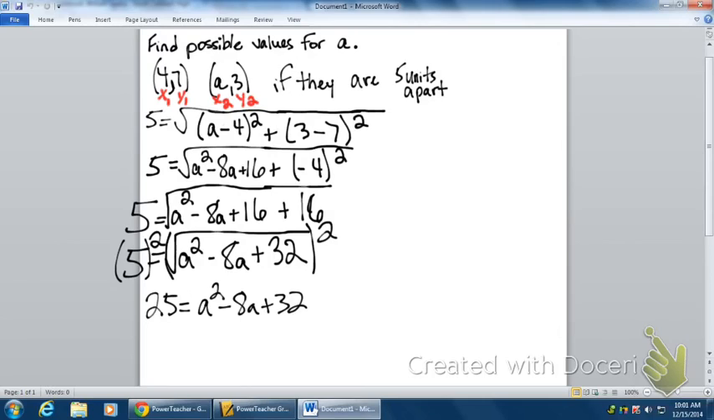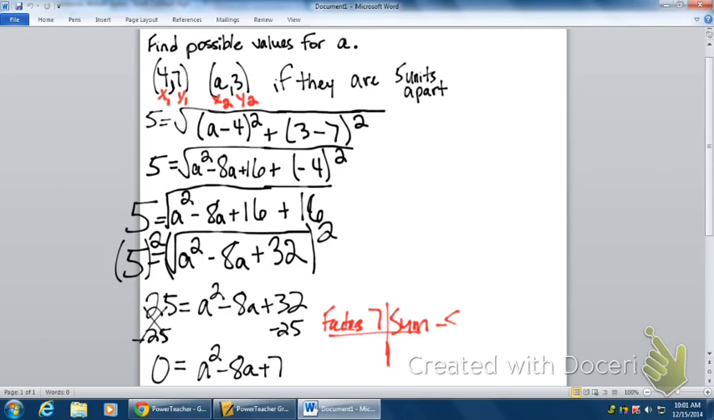Now let's subtract 25 from both sides. Let's get all of our terms on one side. Let me show you why. So you subtract 25 from both sides. I can only see negative 8. I need factors of 7 that add up to negative 8. Negative 7 and negative 1. If I go negative 7 times negative 1, I get positive 7. That's good. If I add those together, I get a negative 8. So I make a little check mark. I found my two numbers: negative 7 and negative 1.